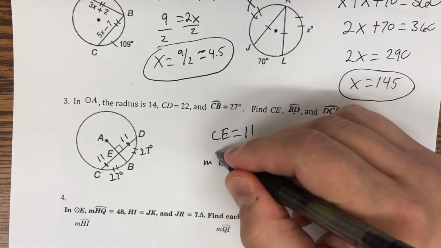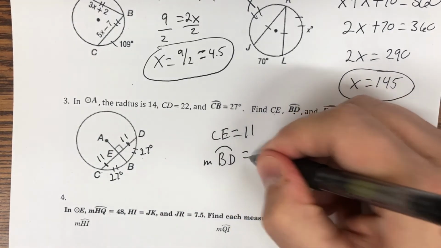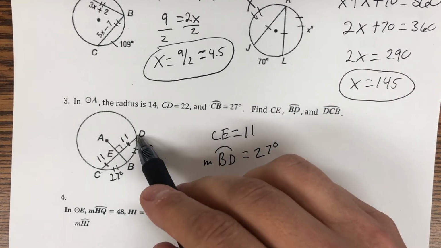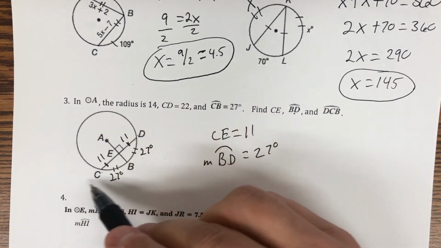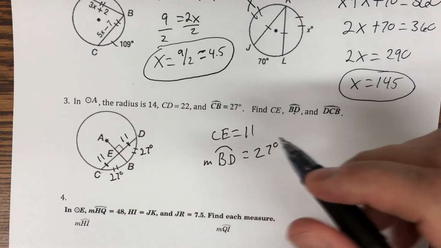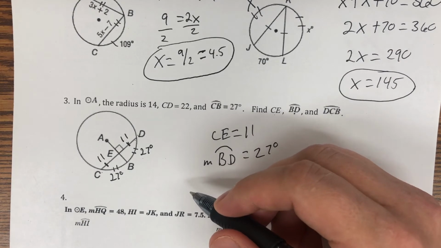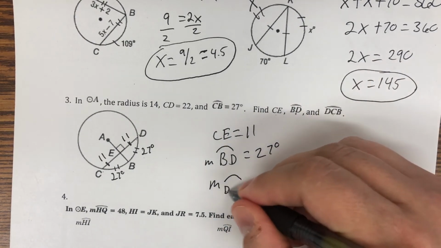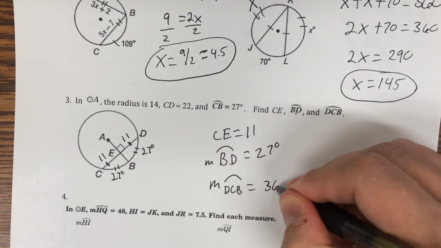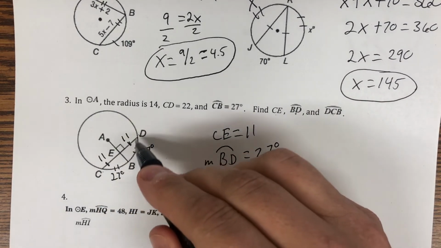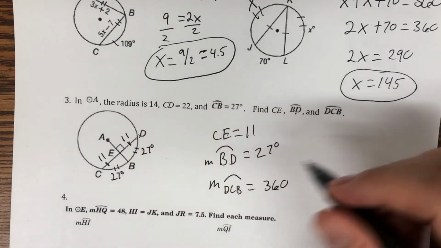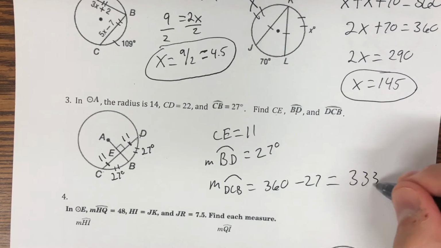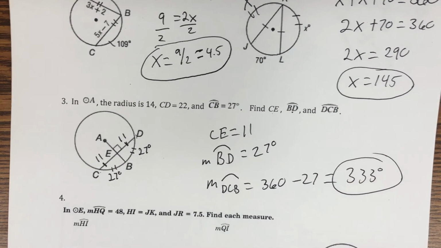I should say the measure of arc BD is equal to 27 degrees. And lastly, DCB. D to C to B. So for us to find DCB, I would have to take 360 minus 27. So DCB is equal to 360, the whole circle. DCB, take away the missing part, 27. And that is 333 degrees. Okay?